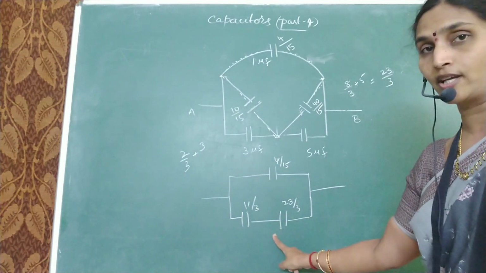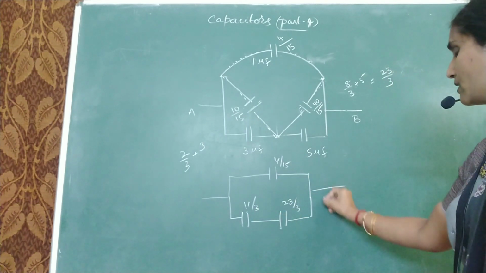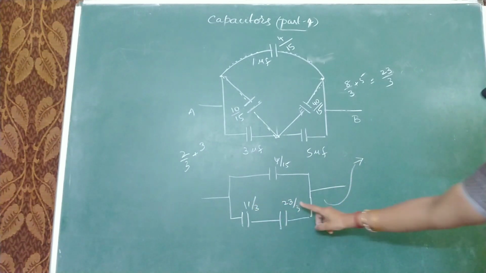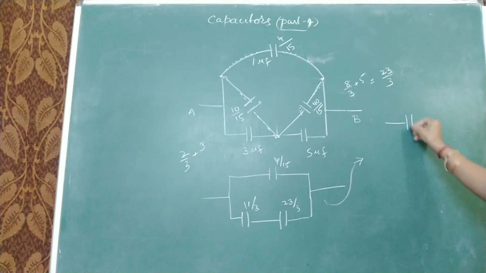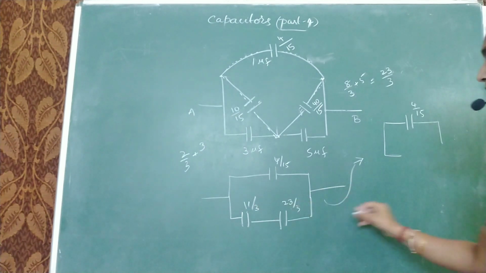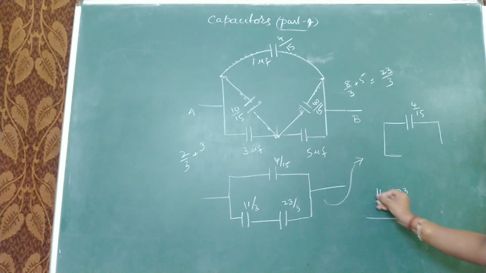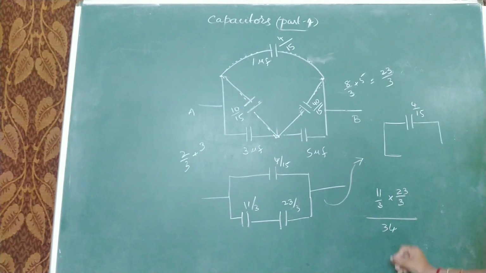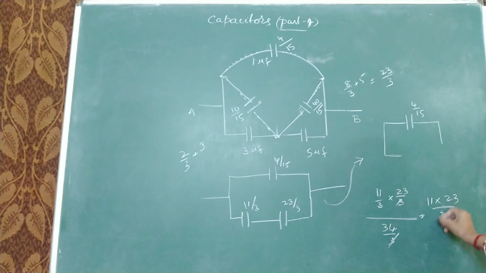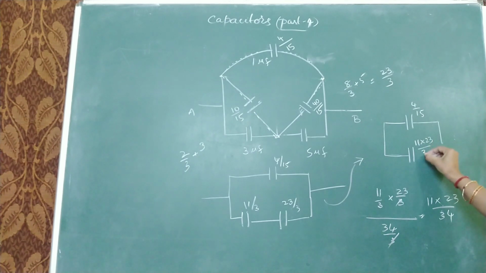How are these two capacitors now connected? In series. And the combination is in parallel. For series, what should be the answer? On further simplification, you can reduce the circuit. I am writing it here. 11 by 3 and 23 by 3 are in series combination, so C1 C2 by C1 plus C2: 11 by 3 into 23 by 3 divided by the sum, 34 by 3. That will be 11 into 23 divided by 34.